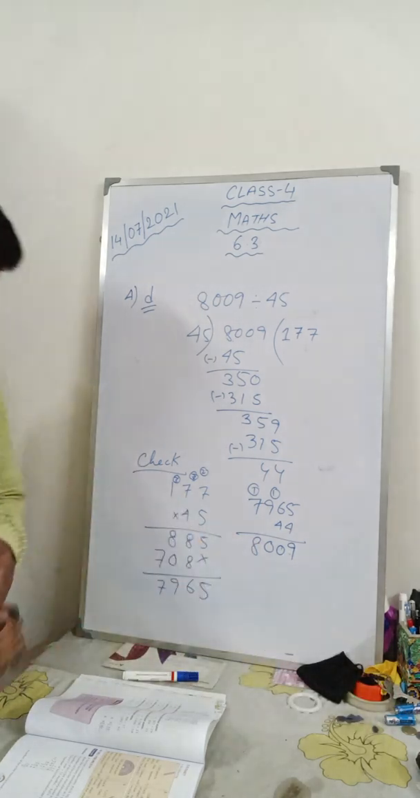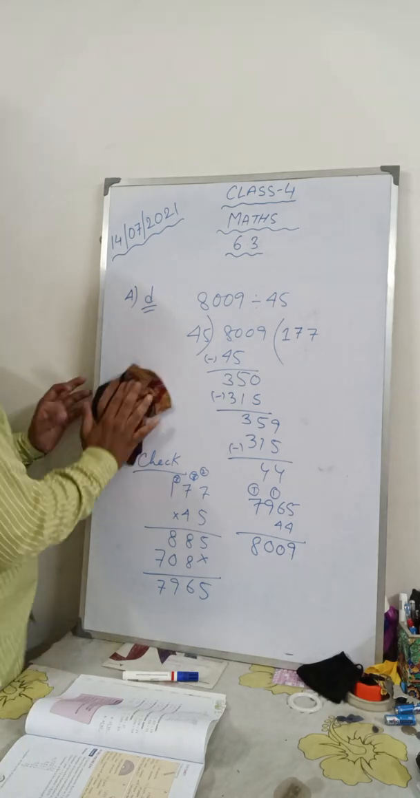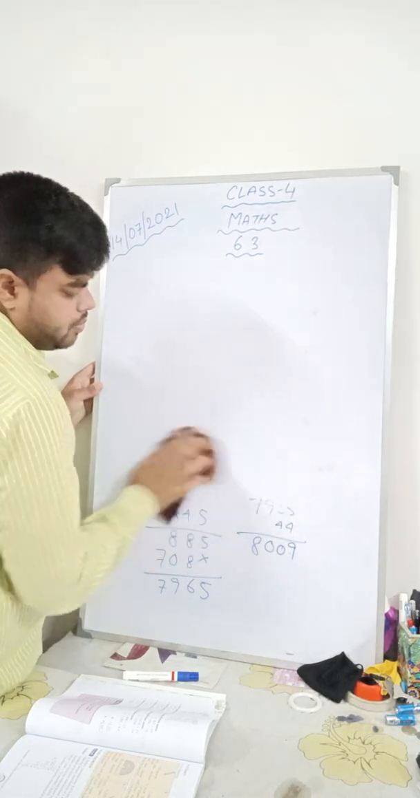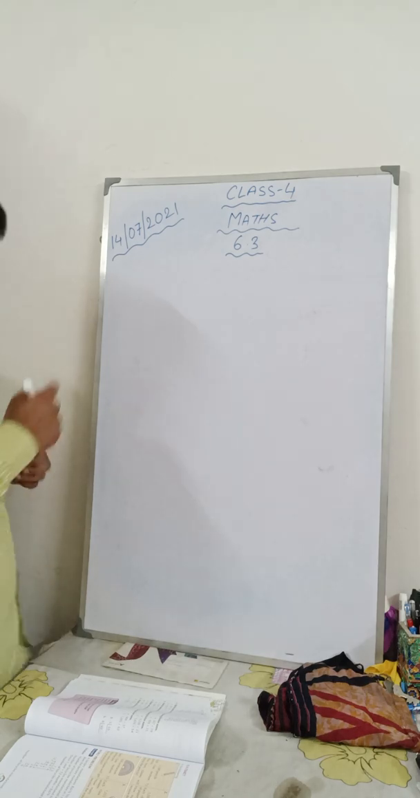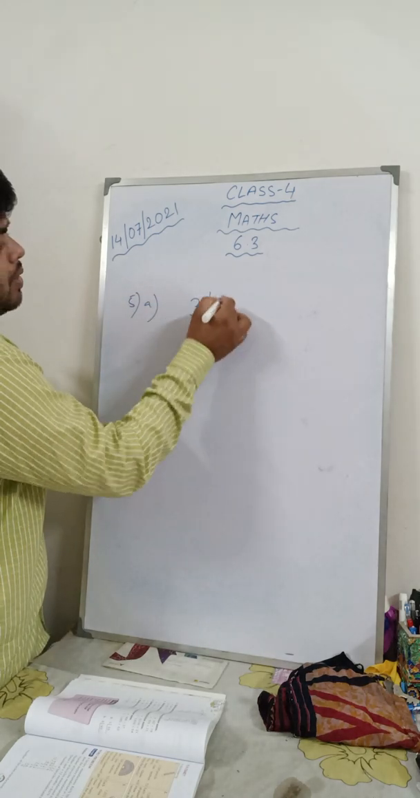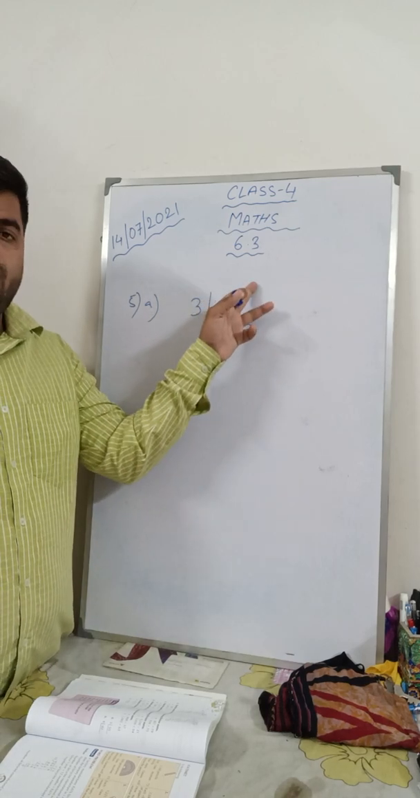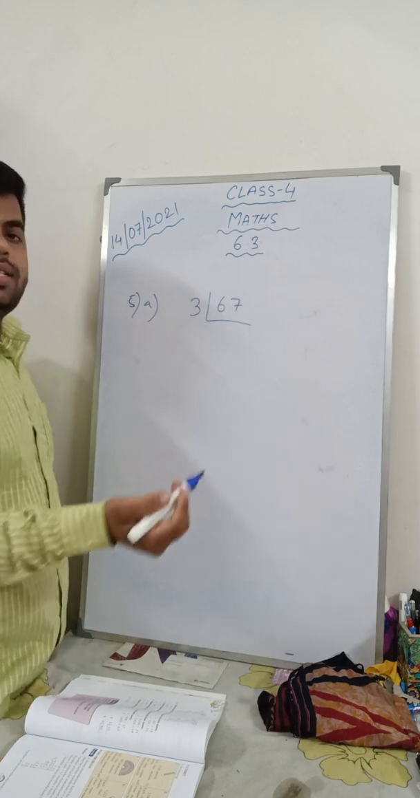Next they have given you divide by short division. Let us divide this. Divide by short division, 5a. 3 and here they have given 67. It is the same thing. You either write the quotient here or you write the quotient here. It is the same thing.